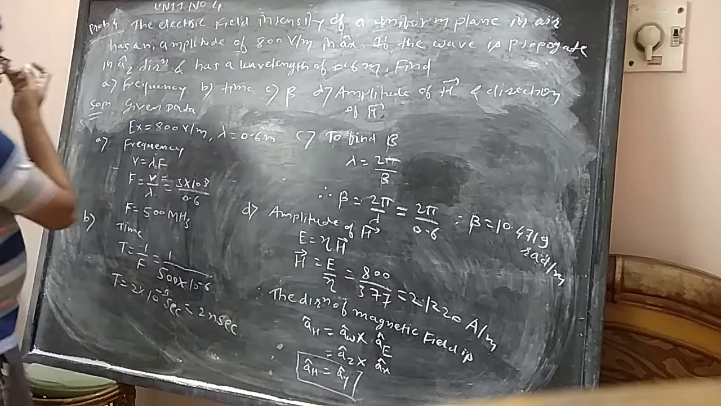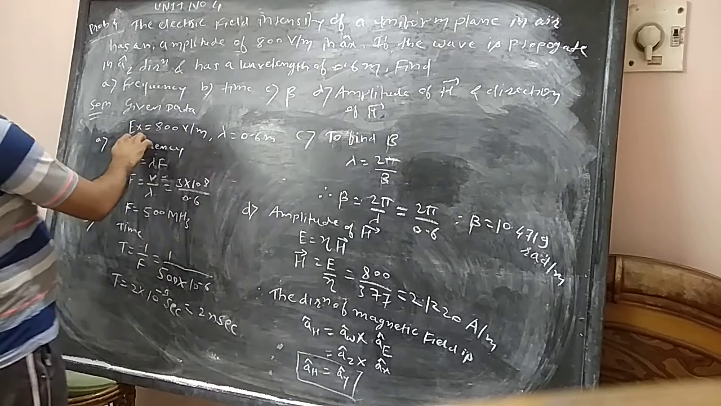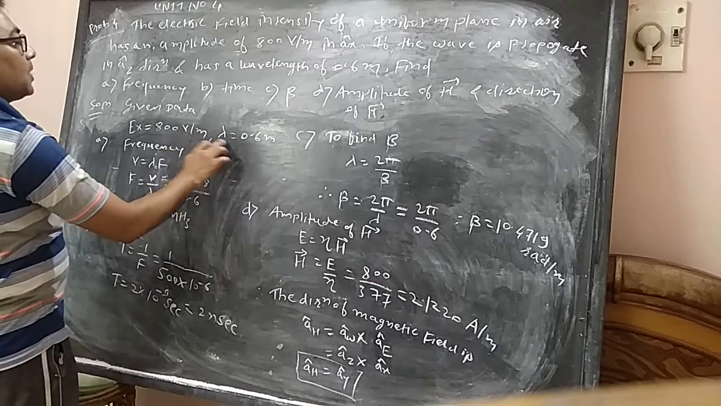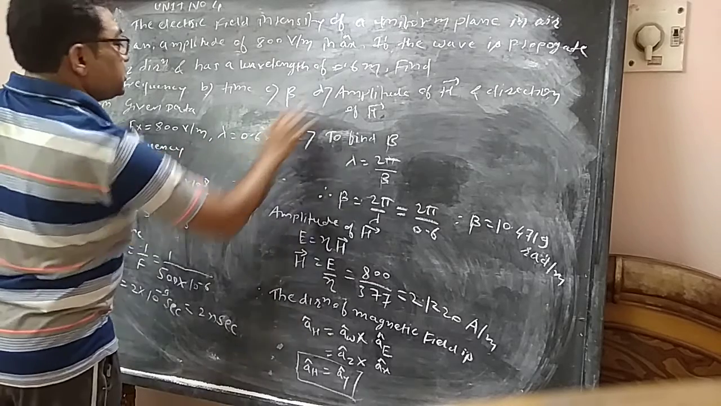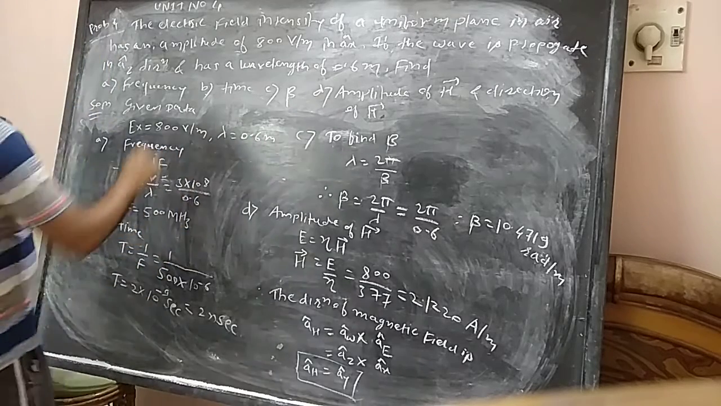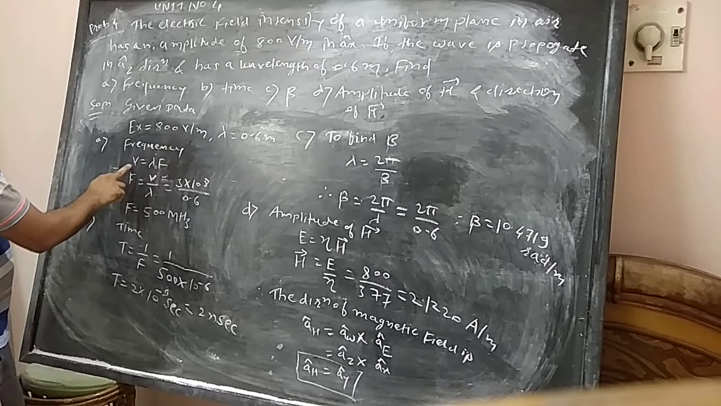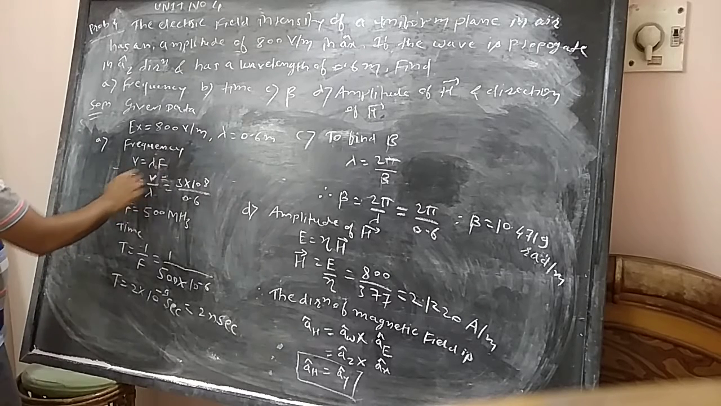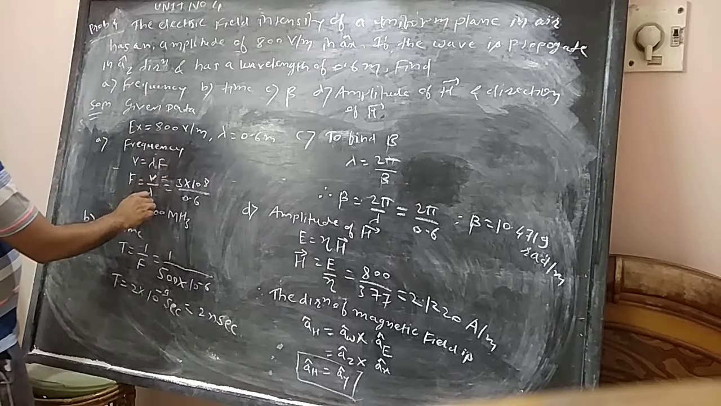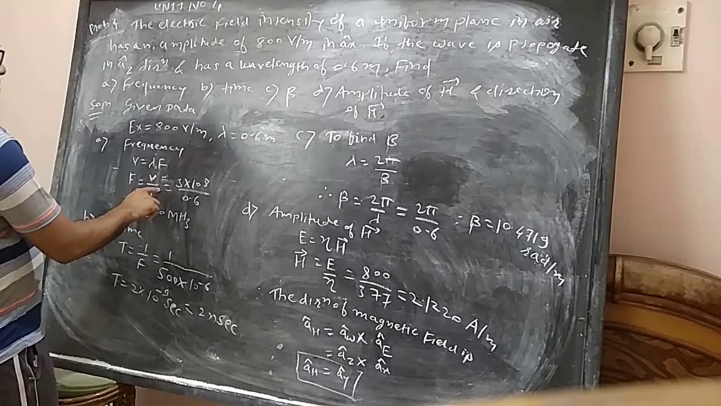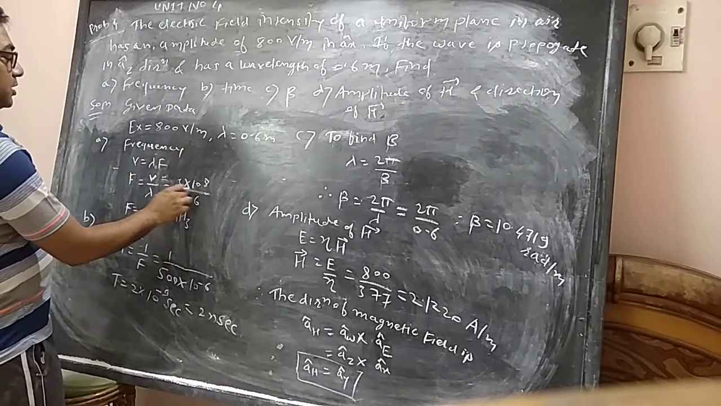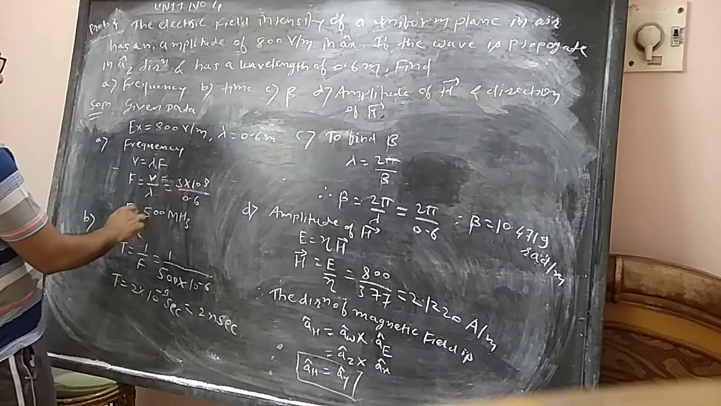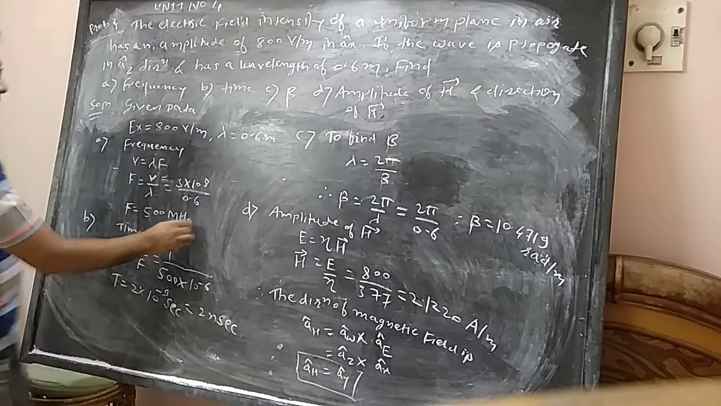So in the problem the given data is Ex value, that is 800 volt per meter, and the lambda value is 0.6 meter. So to calculate first frequency, the formula for frequency is V equal to lambda into F. To calculate the frequency, F equal to V by lambda, the value of V, that is velocity of propagation, is 3 into 10 raised to power 8 divided by 0.6, where 0.6 is the value of lambda. So F equal to 500 megahertz.